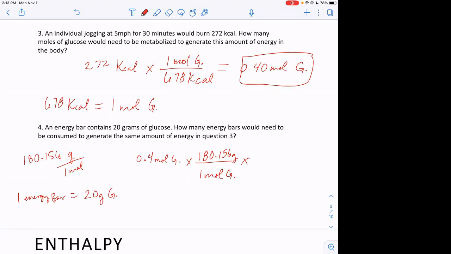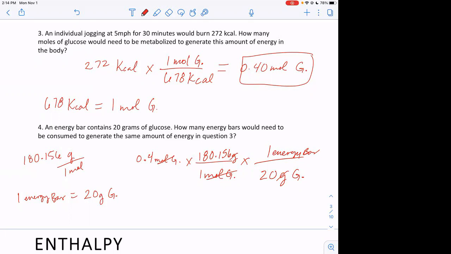And then we can cancel, so moles cancel right there and right there. Now we can plug in this relationship and we can cancel grams and convert to a number of energy bars. Okay, does that make sense? So for every 20 grams of glucose, it's 1 energy bar. And then grams cancel. And then now we can just calculate how many bars.